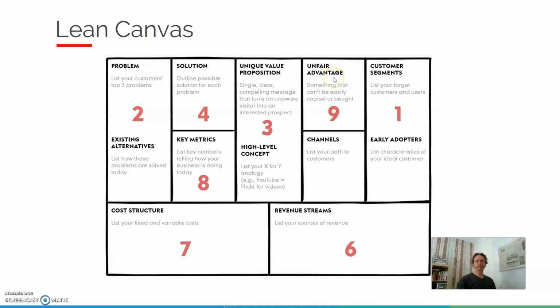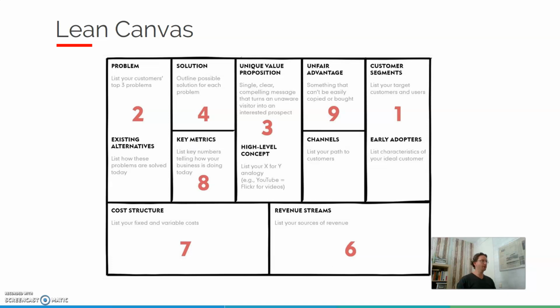Furthermore, you can see that the customer relationship building block has been replaced by the unfair advantage building block. Finally, you can see that the key resources building block has been replaced by key metrics building block.